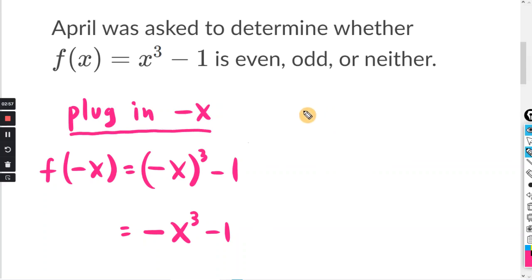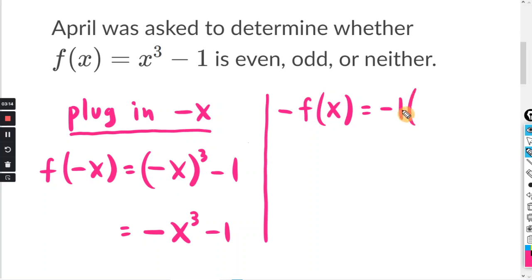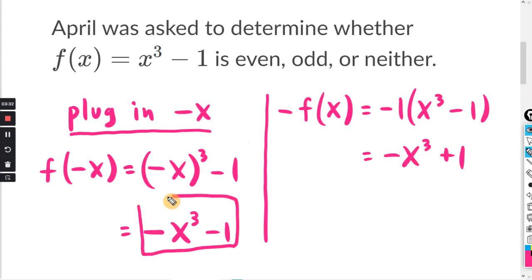Then the only other step to do is the negative of f of x. Negative f of x means you multiply this whole thing by negative 1. So it's going to be negative 1 times x to the third minus 1. Distributing, negative 1 times x to the third is negative x to the third. Negative 1 times negative 1 is positive 1. So this right here is f of negative x, and this right here is negative f of x.